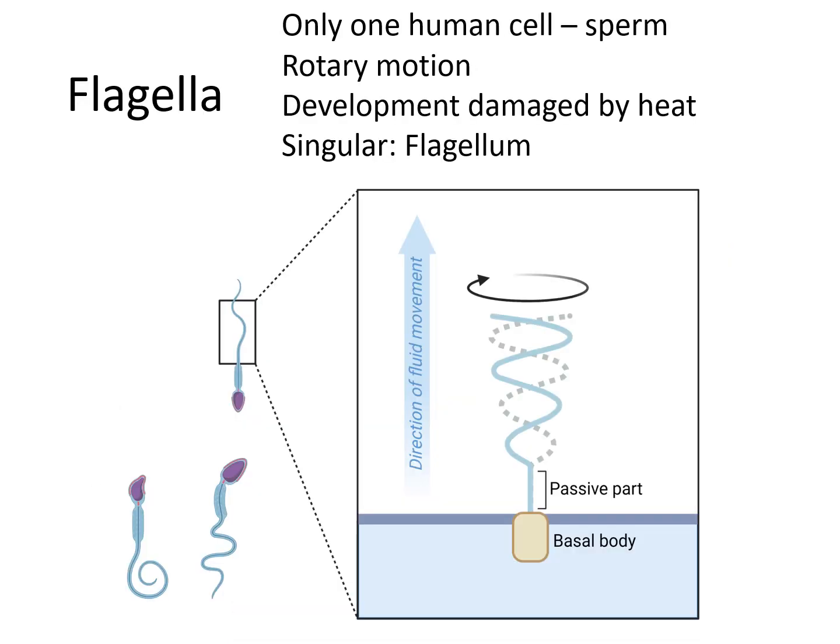The flagellum is basically a tail. However, instead of moving back and forth, which is very energy intensive, this tail has a rotary motion, which is way more efficient. The only cell in the human body that has a flagellum is spermatozoa, which is the official name for sperm.